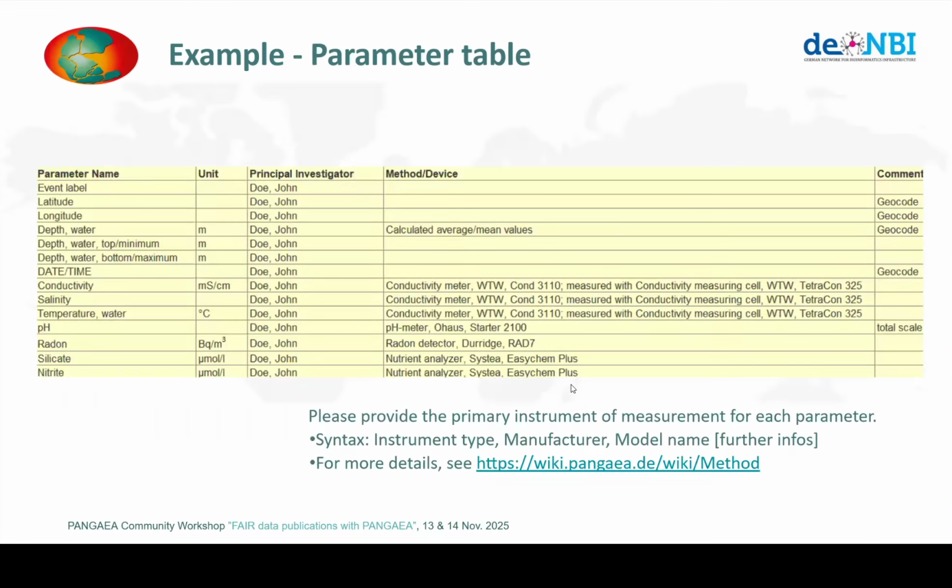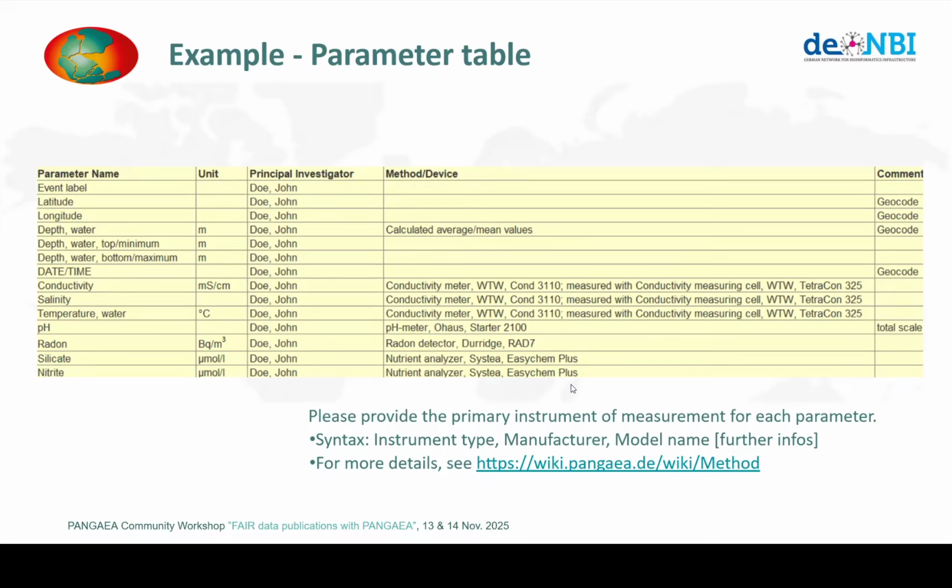So here you can see an example for the parameter table. This is especially important if you have complex parameters, because it makes the life of the data editor much easier to put this information in our system. So you have a full parameter name, the unit, the principal investigator, which is a contact person for the data, and it also can be different for different parameters.